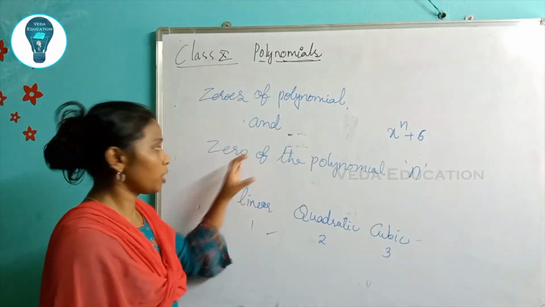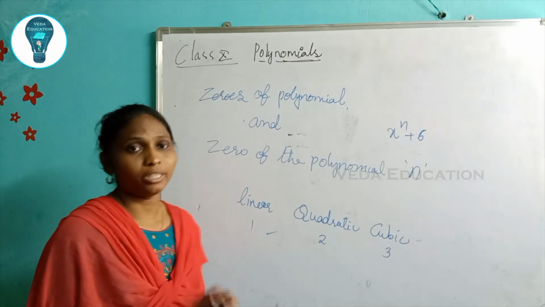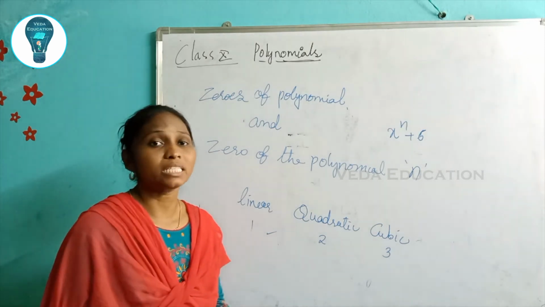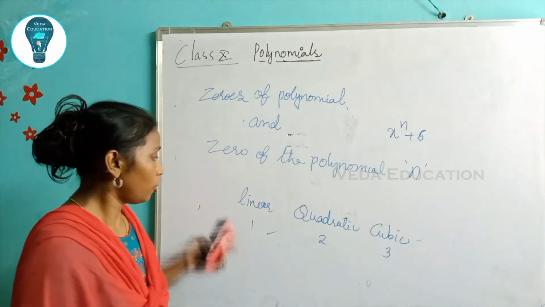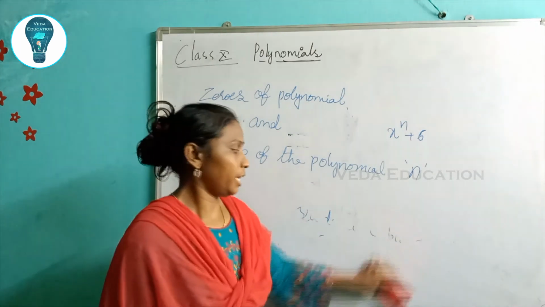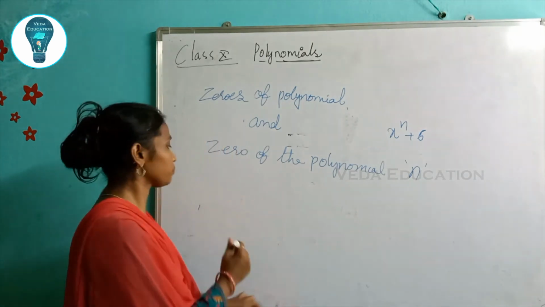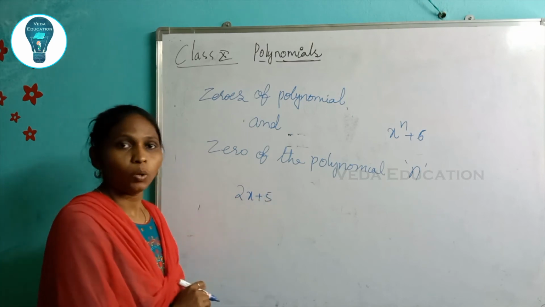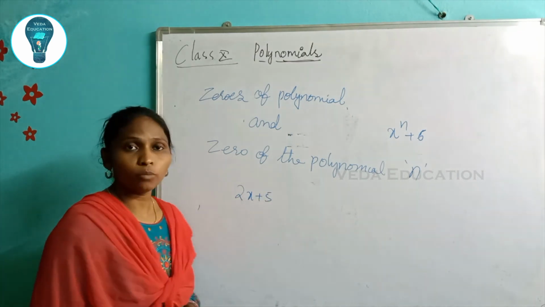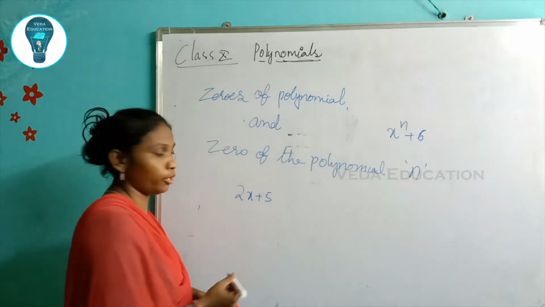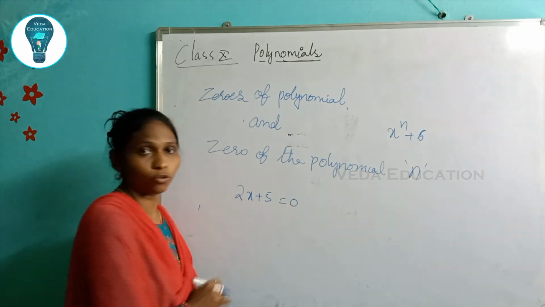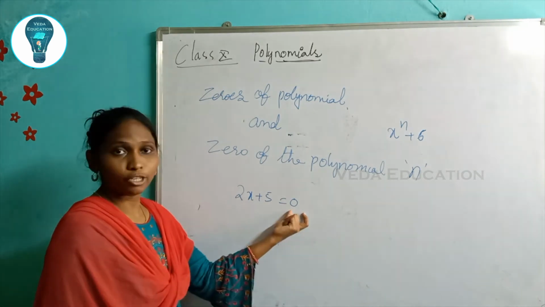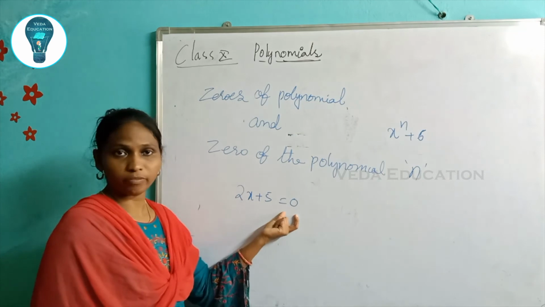Now, what is zero of a polynomial? When we substitute some value in the given polynomial, it becomes 0. Then that value we consider as a zero of the polynomial. So, for clear understanding, I am considering some examples. I am taking the linear polynomial 2x plus 5. When it becomes 0, we don't know. So for that what are we going to do? We are equating it with 0. Why? They asked when it becomes 0, so this value should be equal to 0. That's why we equate it with 0.